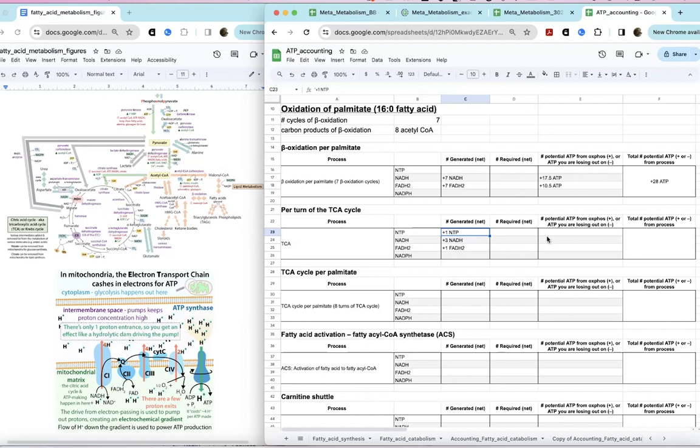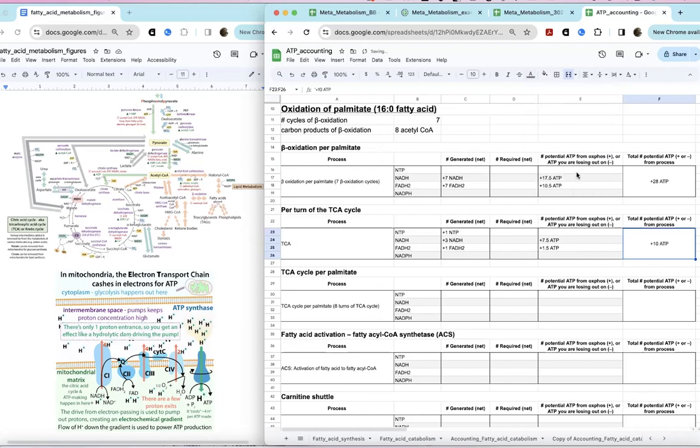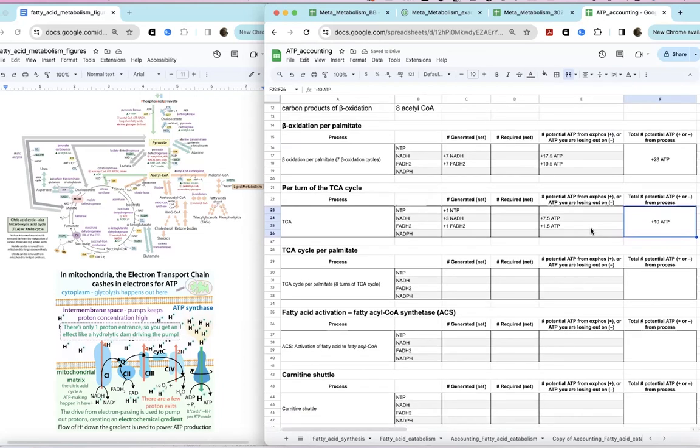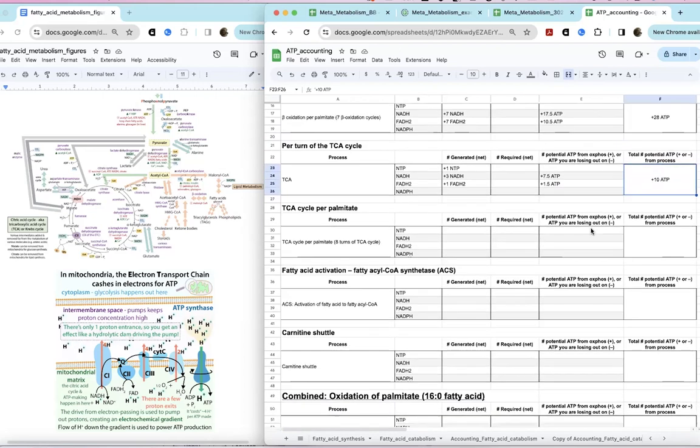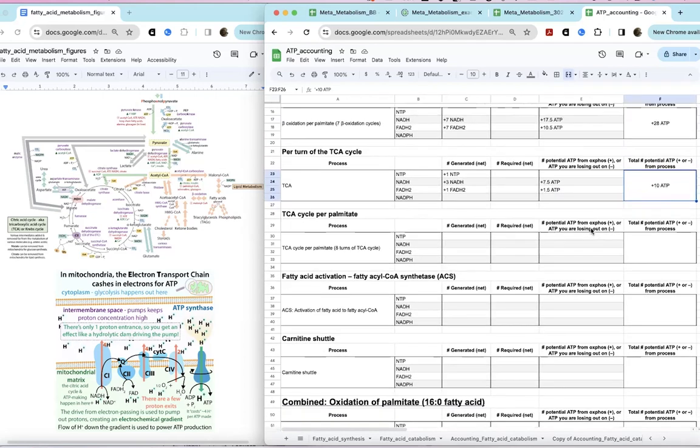Now let's multiply the NADH by 2.5 and the FADH2 by 1.5. And what we end up with is that we're going to get 7.5 ATP from the NADH, 1.5 from the FADH2, and then we get 1 from the NTP. So combined, this is going to give us a total potential of 10 ATP per turn of the citric acid cycle. Okay, so that was per turn, but how many turns are we going to have to go around?